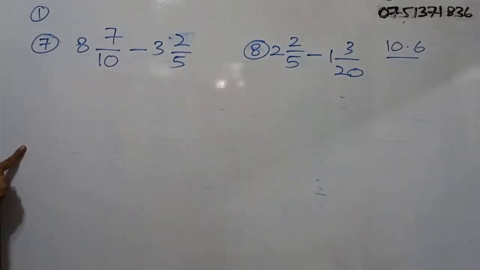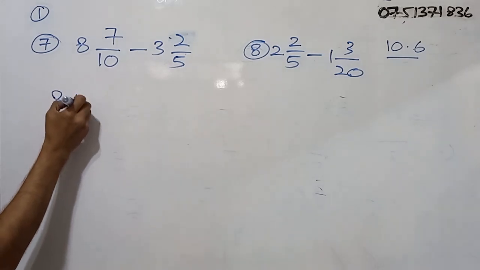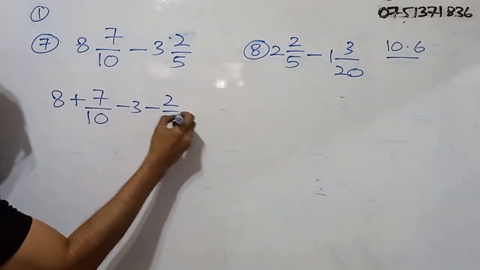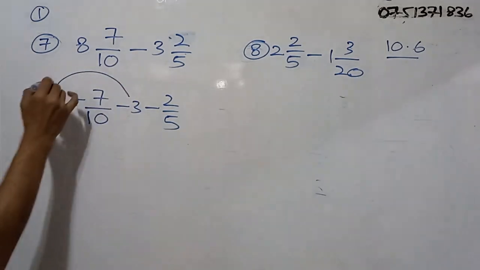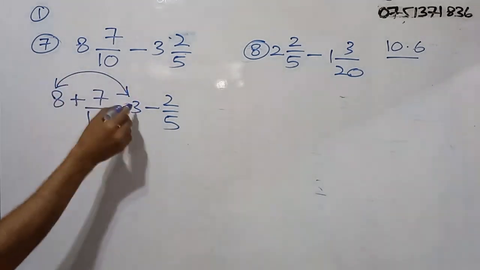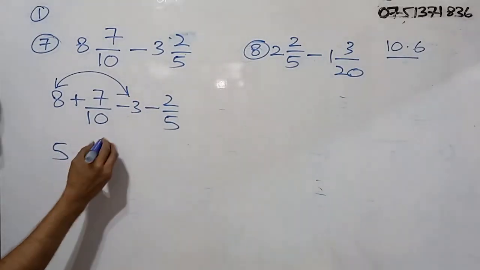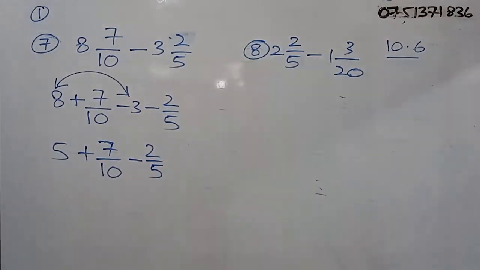Okay, question number 7. So I will rewrite these mixed numbers. 8 plus 7 by 10 minus 3 minus 2 by 5. Then I will consider the whole number parts and simplify them. So 8 minus 3, the outcome will be 5. Plus 7 by 10 minus 2 by 5.